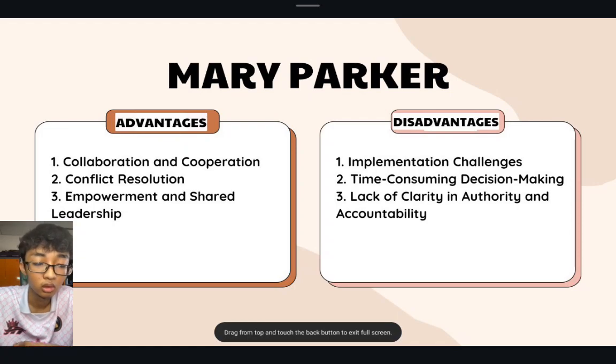Third is lack of clarity in authority and accountability. In a more collaborative and shared leadership model, it can be challenging to define clear lines of authority and accountability. This unification of power and decision making across organization may lead to confusion or ambiguity regarding who is ultimately responsible for specific outcomes or action.